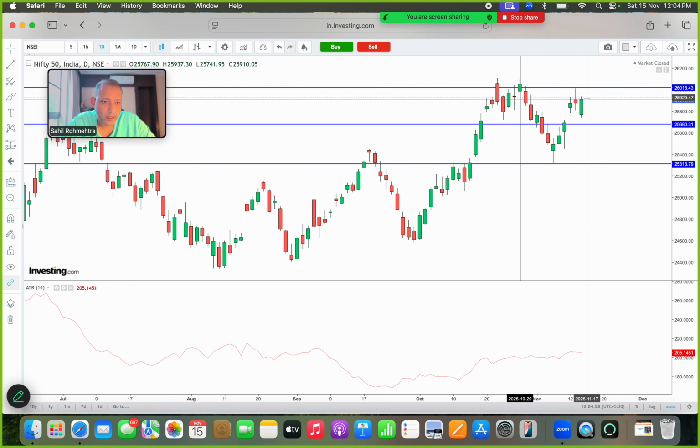There is a possibility that 600 points more of move could actually come on the upside. Because of this, it becomes very unsafe to be an option writer, particularly a call option writer in the market. If there is anything, then perhaps 25,650 and 25,300 puts are far safer bets to be written.